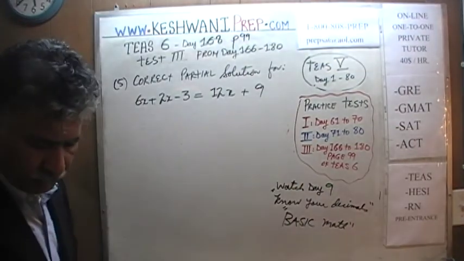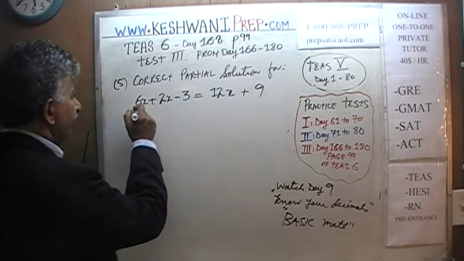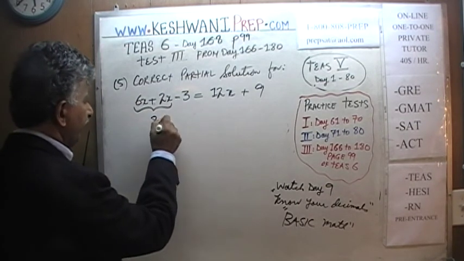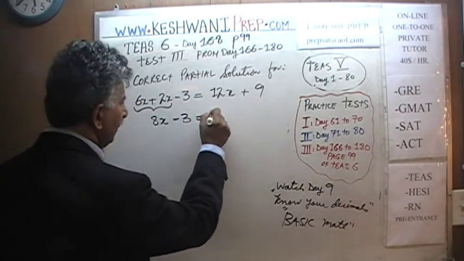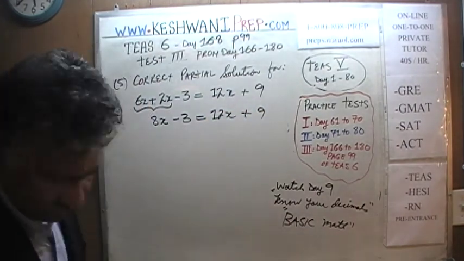That's what they mean by partial solution. So let's see what we can do. The first thing we have to do is combine the unknowns. Here we see 6x and a 2x, so that becomes 8x minus 3 equals 12x plus 9.